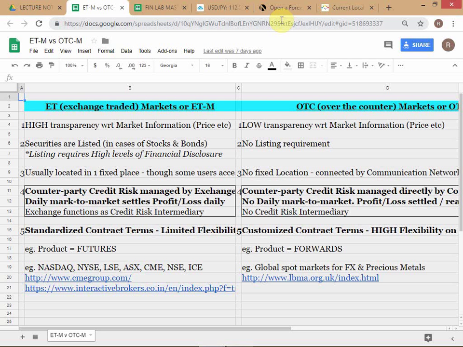What we know in OTC markets, the feature of OTC markets is that the counterparty credit risk has to be managed by the counterparties themselves. No other third party is involved. So now you already know who the counterparties are in this transaction. There is Citi and Bank of New Zealand. So they are selling dollars and buying yen.